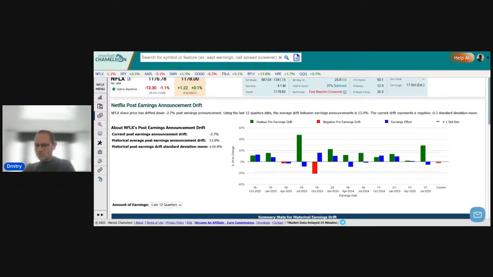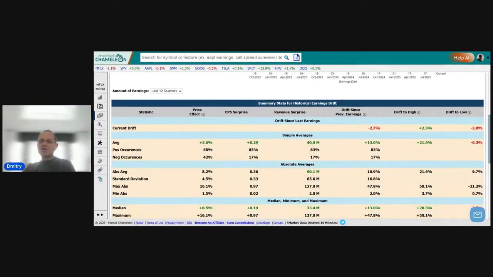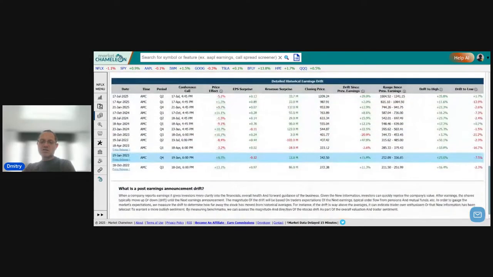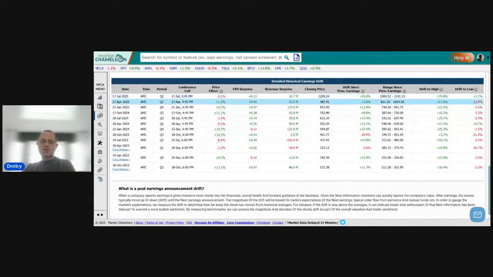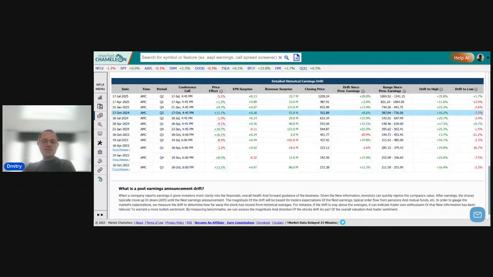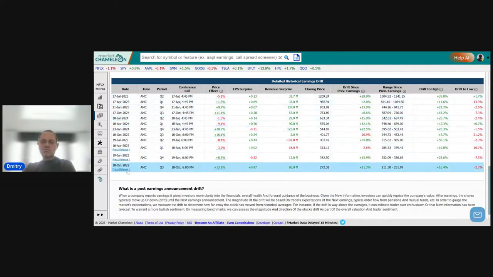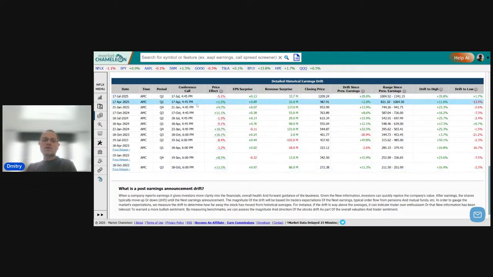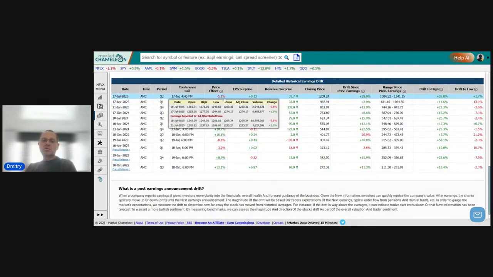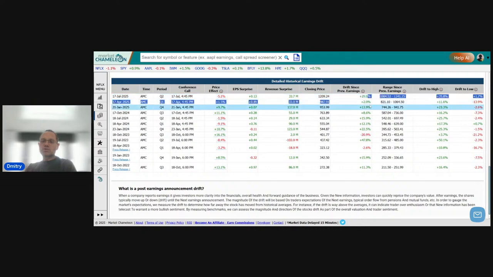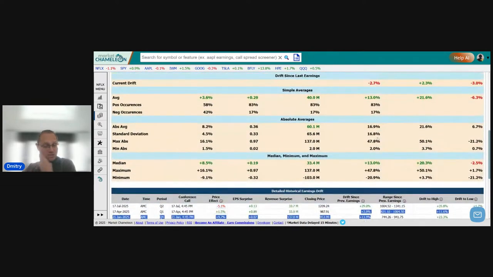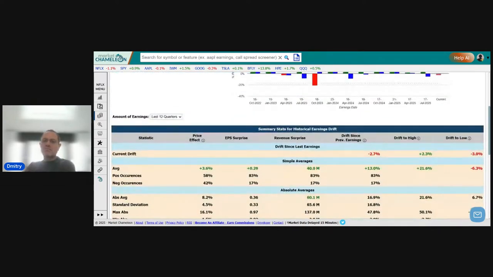Okay. So let's come down here, and now we have a data table. These are summary statistics, and then these are the data points that we're referencing, the supporting data. So these are the different earnings announcements, the price effect, and the drift between each earnings. So let's take a look at the summary stats here.